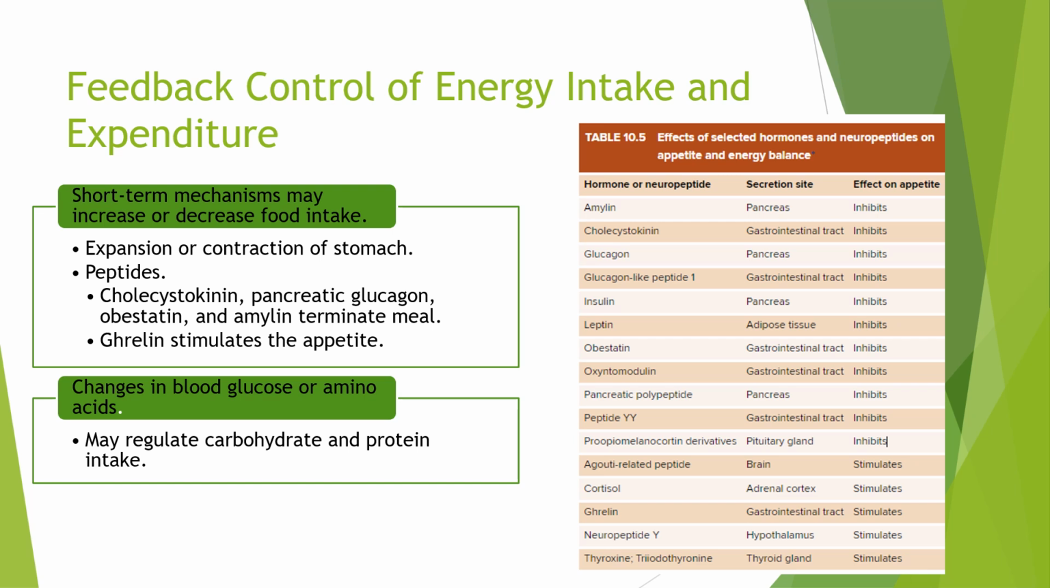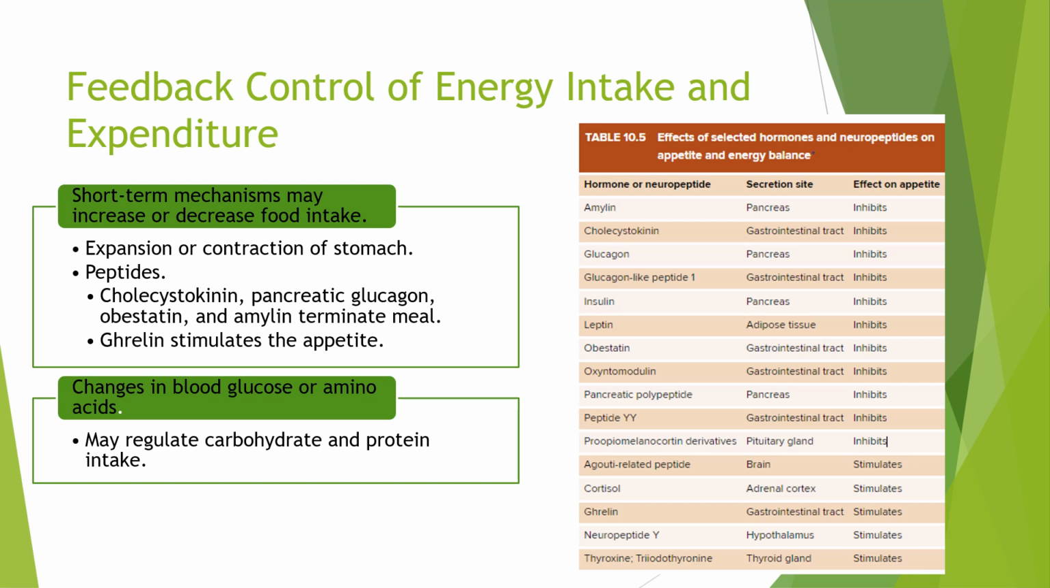Now, there are changes in blood nutrient levels that affect energy intake as well. A drop in blood glucose levels can signal the need for food intake, while high levels can promote satiety. Amino acids, when there are fluctuations in blood amino acid levels, can help to regulate protein intake and, to some extent, carbohydrate intake.